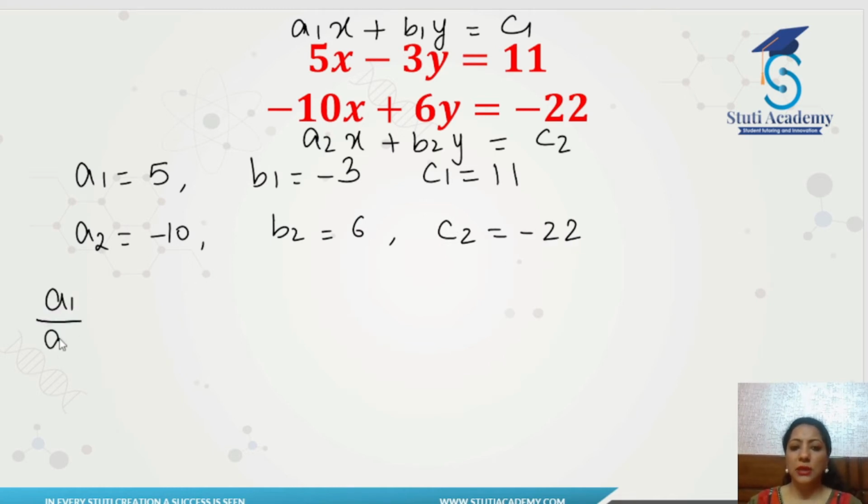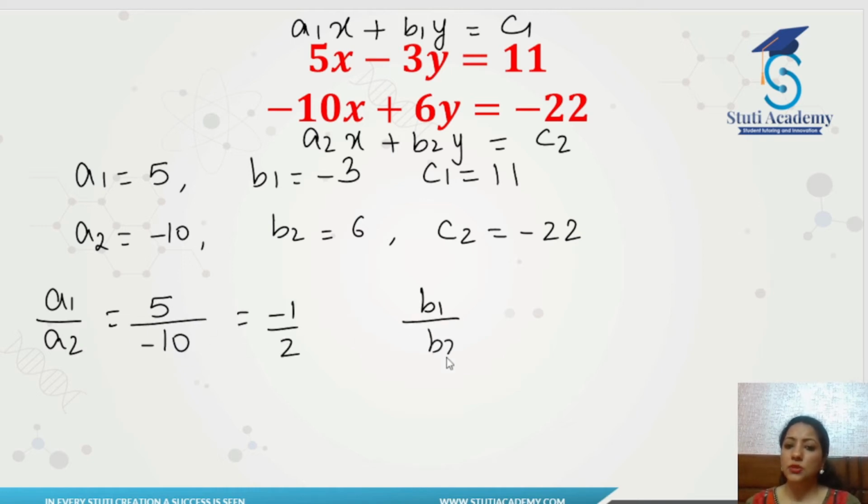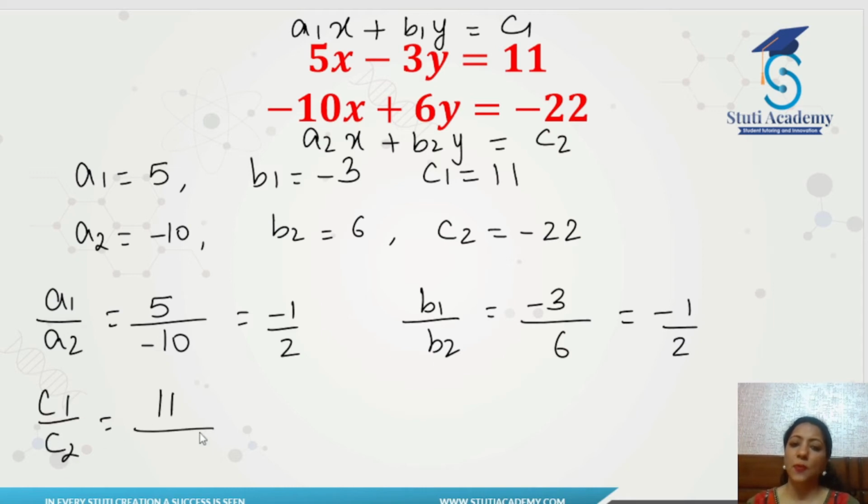Now, a1 upon a2 is 5 upon minus 10, that's minus 1 by 2. b1 upon b2 here is minus 3 upon 6, that's again minus 1 by 2. And c1 upon c2 is 11 upon minus 22, that is minus 1 by 2. So, as we can see here, all the ratios, they are same. All of them are equal to minus 1 by 2. So, that's the case of infinite solutions.